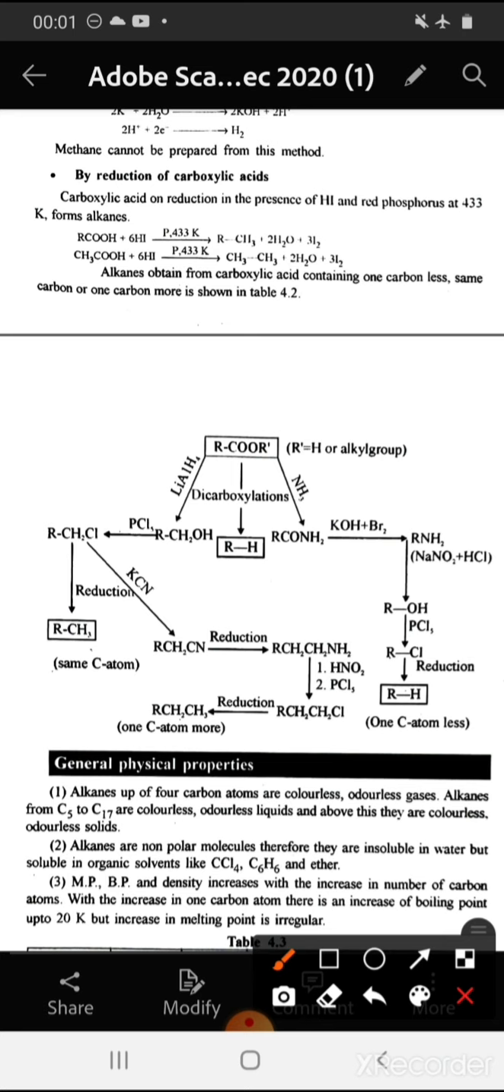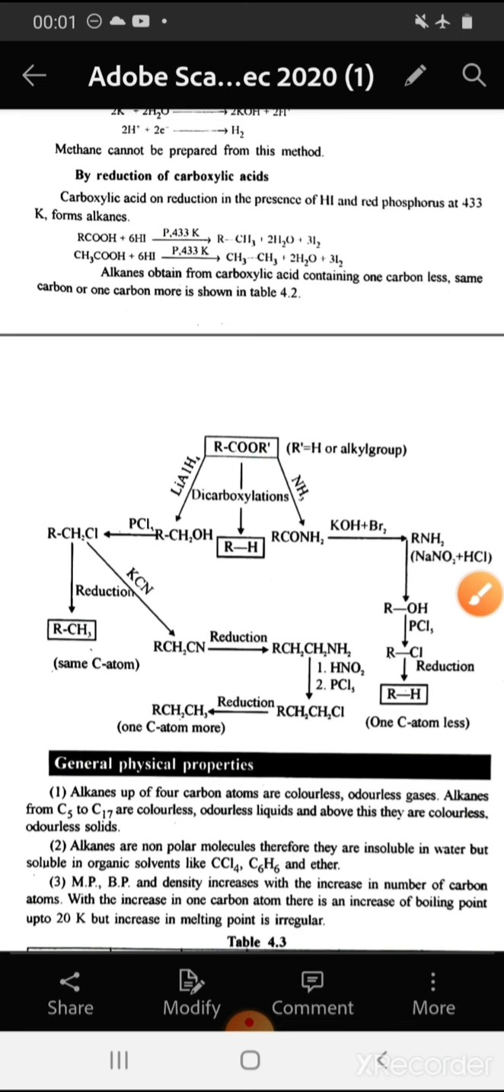The second method is by reduction of carboxylic acids or carboxylic acid derivatives. Carboxylic acid reduction in the presence of HI and red phosphorus at 433 Kelvin forms alkane. So here we see that acetic acid reduces in the presence of 6HI and phosphorus at 433 Kelvin to form ethane.